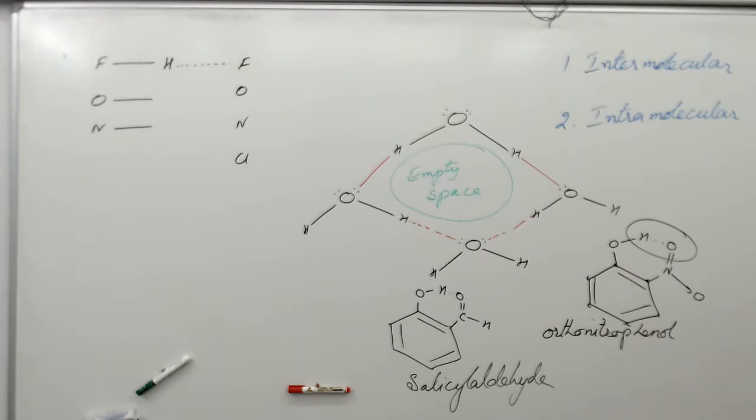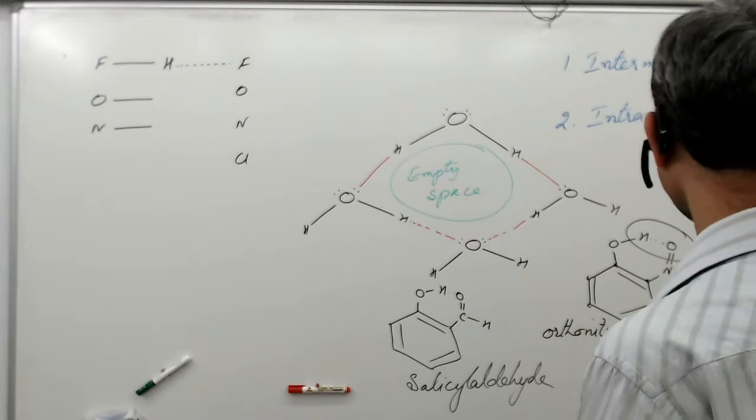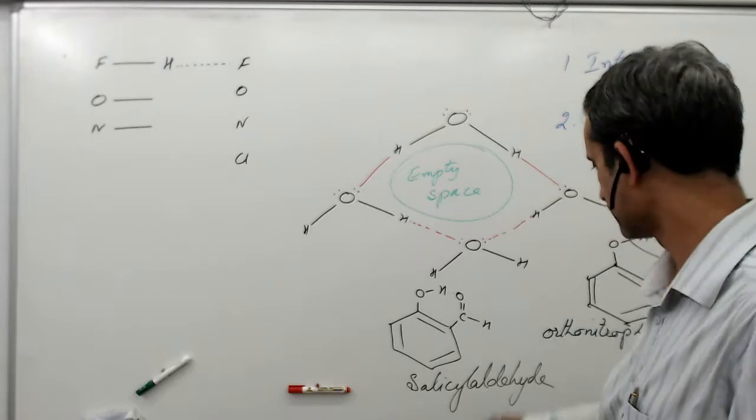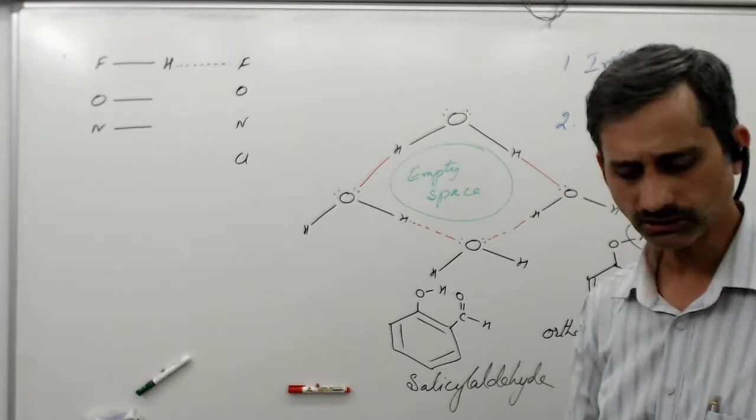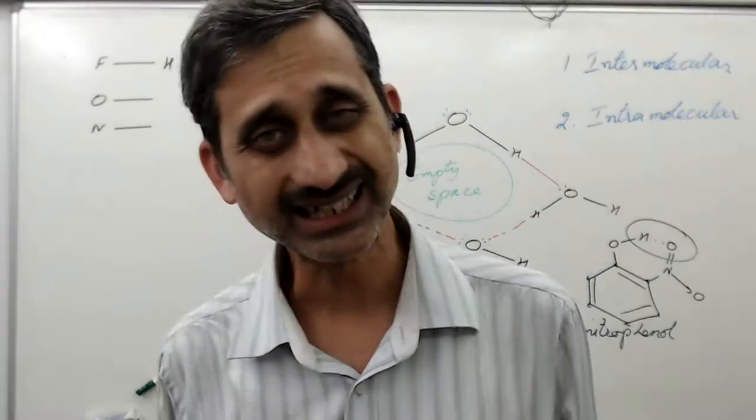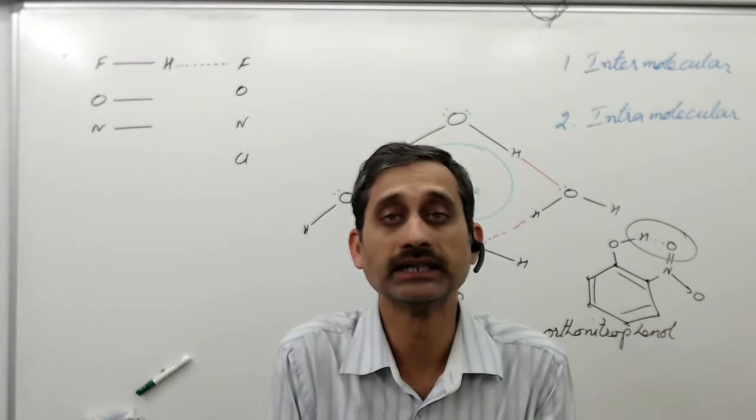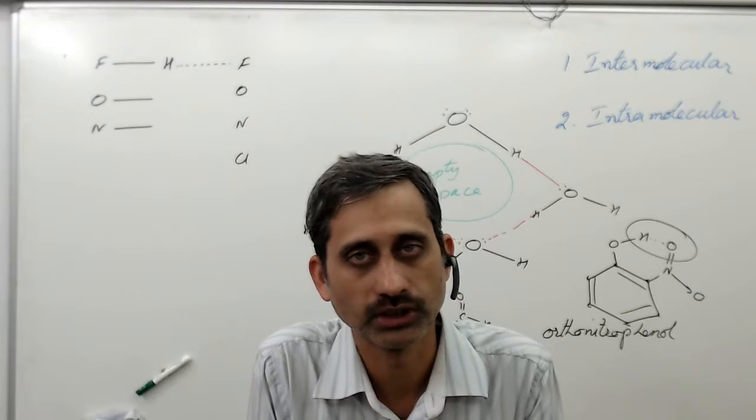So this is what we have as intramolecular hydrogen bond. And because of this intramolecular hydrogen bond, these species actually have a lower melting and boiling point than what it should be. So these have lower melting and boiling point. The intramolecular hydrogen bonding has exactly an opposite effect as compared to intermolecular hydrogen bonding.